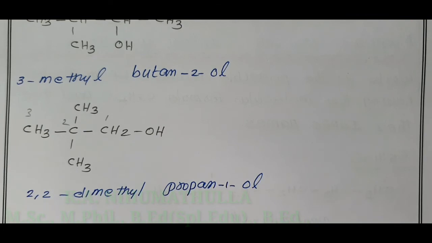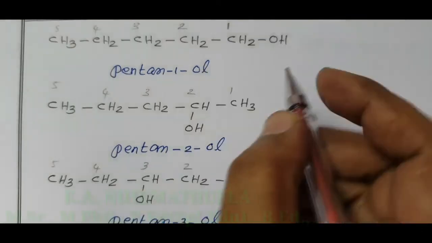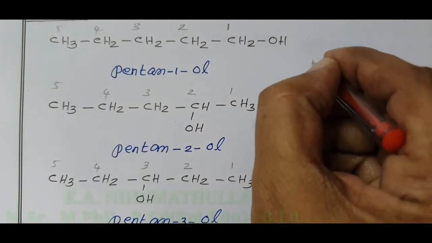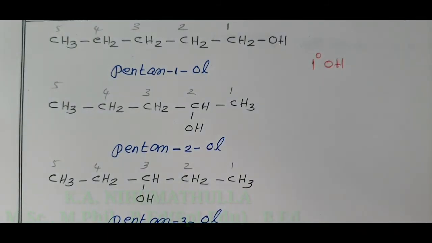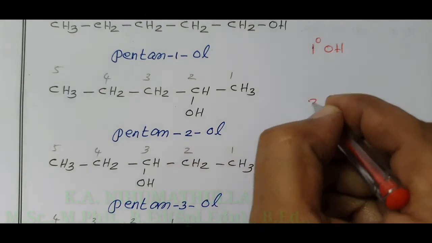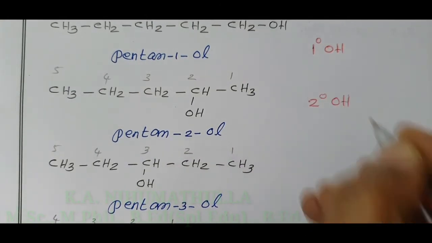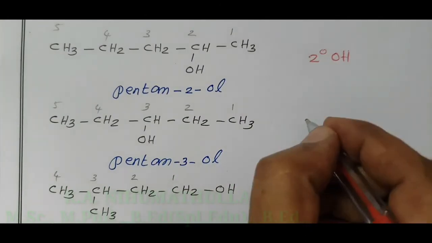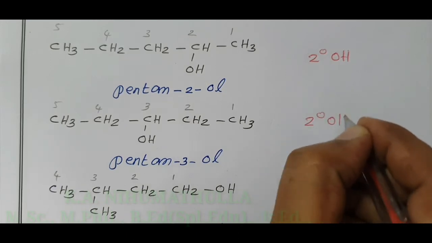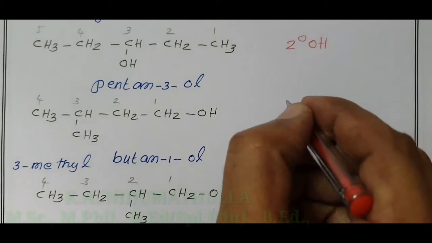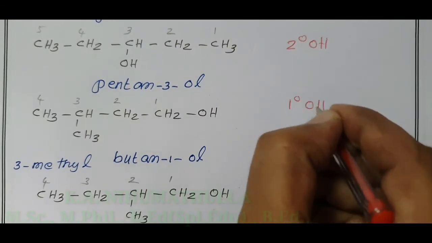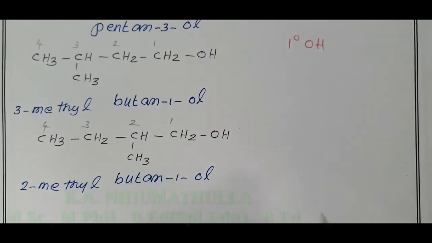Now I am going to classify all the alcohols as primary, secondary and tertiary. In the first alcohol, OH is attached to CH2, therefore primary alcohol. OH attached to CH, secondary alcohol. OH is attached to CH, secondary alcohol. OH is attached to CH2, primary alcohol. OH is attached to CH2, primary alcohol.